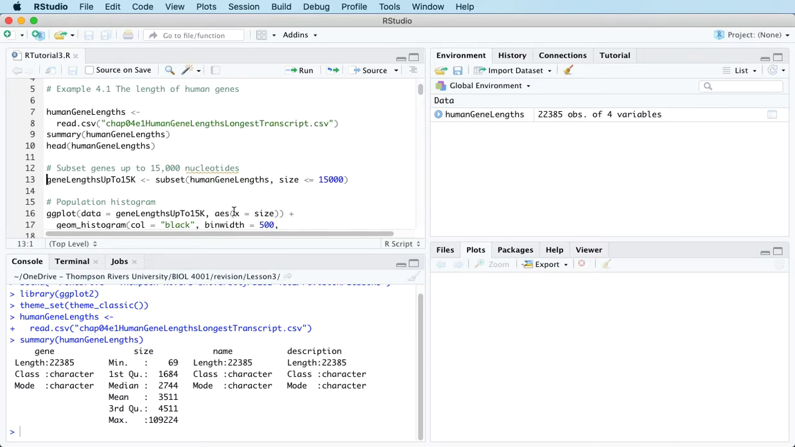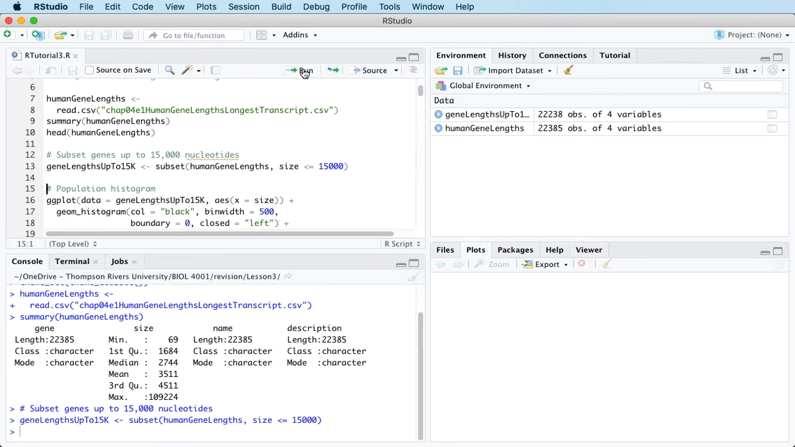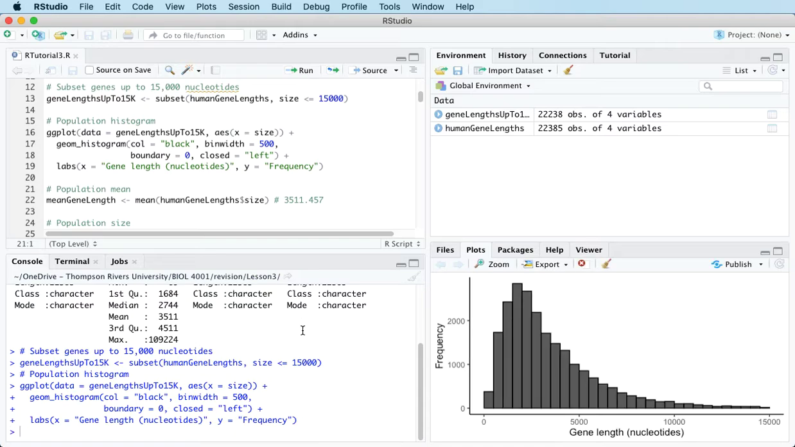To keep the discussion focused, I'm going to exclude any genes that are greater in length than 15,000. That's just to keep the discussion a little bit easier to follow, because otherwise we have a couple of values that are much bigger than all the others, and it's hard to focus on the important topics. So I'll do that first, and then we'll take a look at the population histogram.